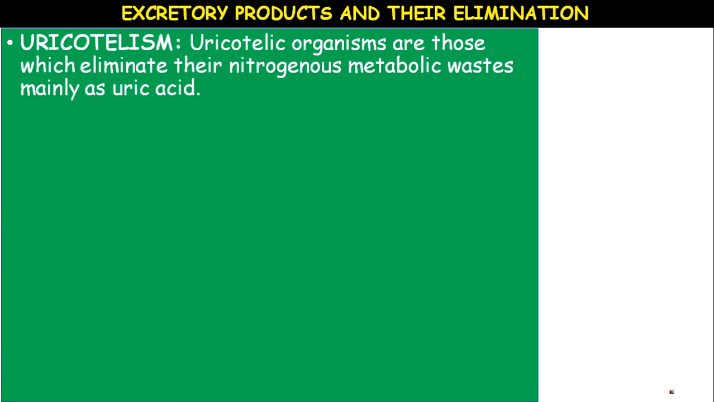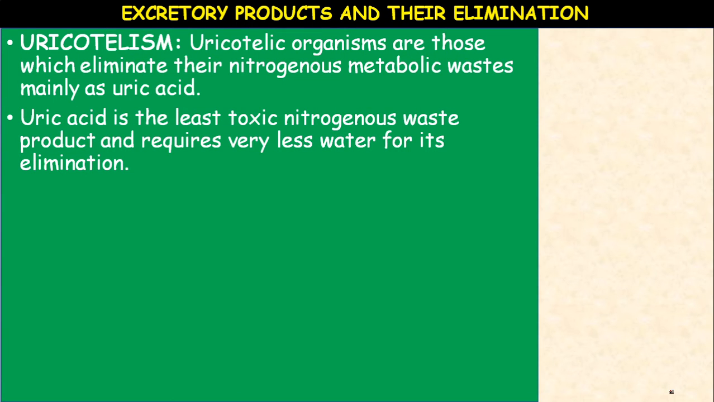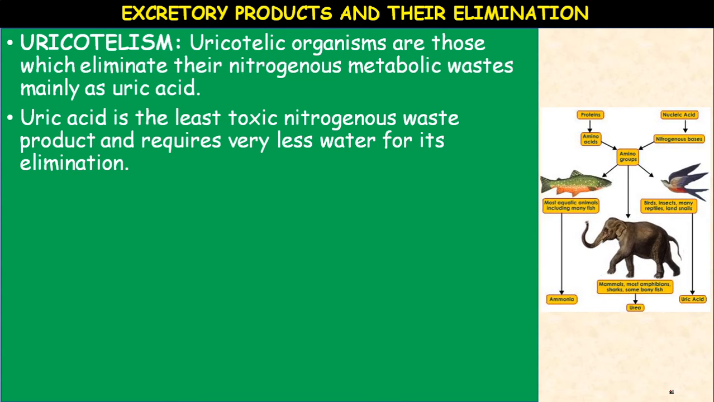Next, uricotelism. Uricotelic organisms are those which eliminate their nitrogenous metabolic waste mainly as uric acid. Uric acid is the least toxic nitrogenous waste product, and requires very little water for its elimination. Most of the desert animals are uricotelic.